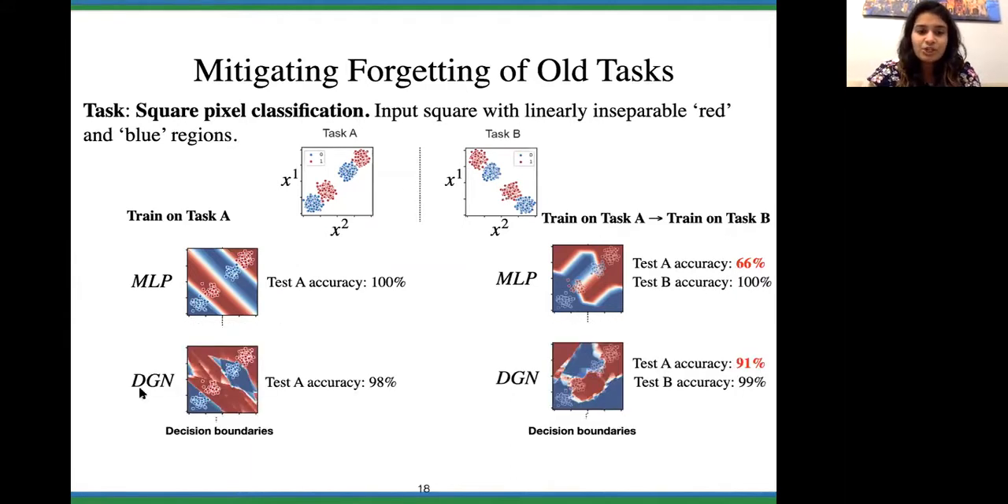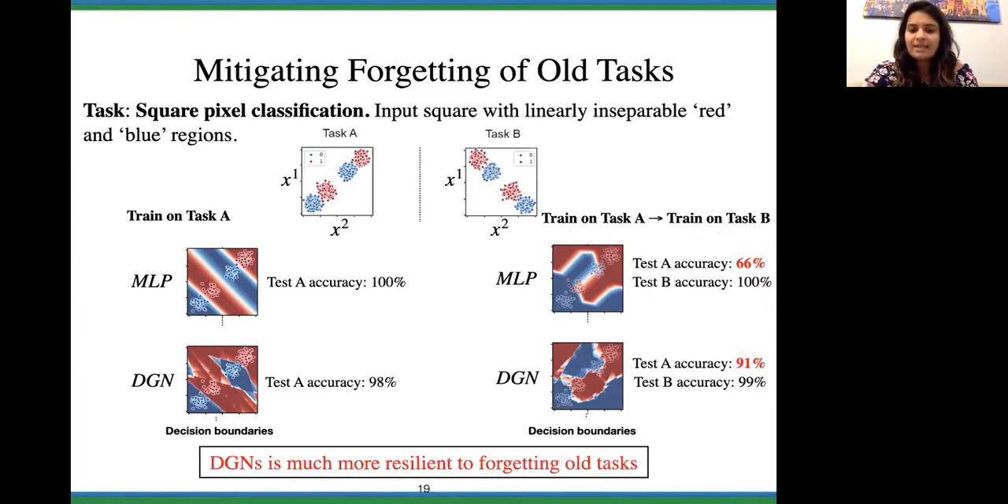In contrast, the DGN here also trains on task A, that's great. But when you train on task A, then train on task B, and then test on the previous task, task A, it remembers quite a bit. So the test A accuracy is quite high. So the DGN is much more resilient to forgetting old tasks.